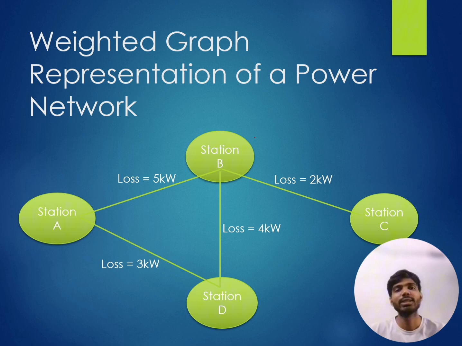Let's look at the simple example. Here we have four stations A, B, C and D. All are connected together. You can see the weights on each line. The line from station A to station B has a power loss of 5 kilowatt, but the line from A to D is more efficient with only 3 kilowatt of loss. So this simple model gives us all the data we need to start making smart decisions.